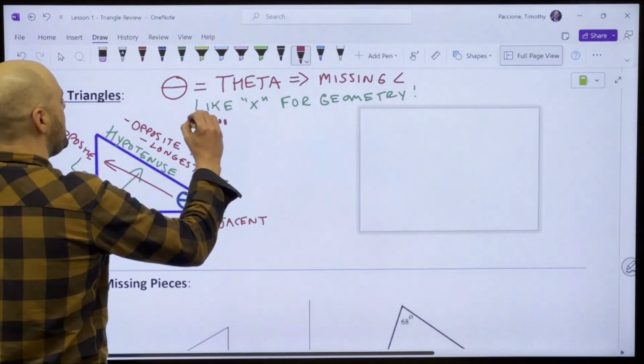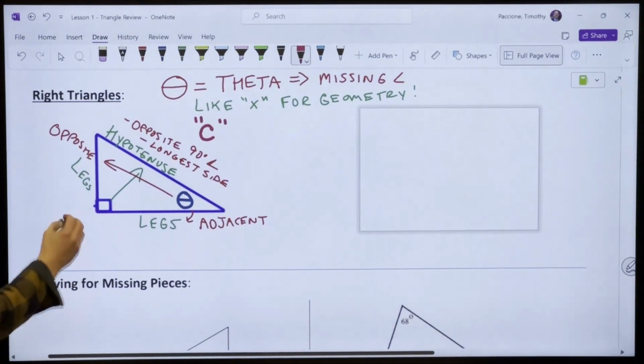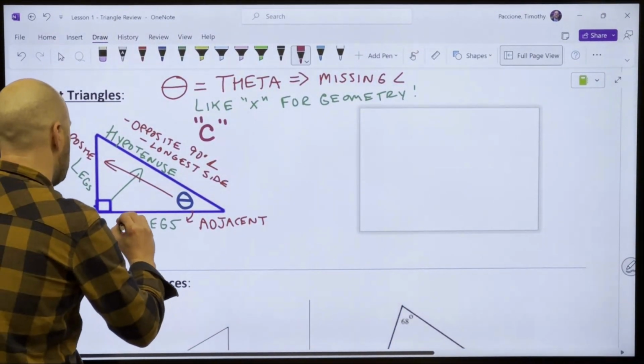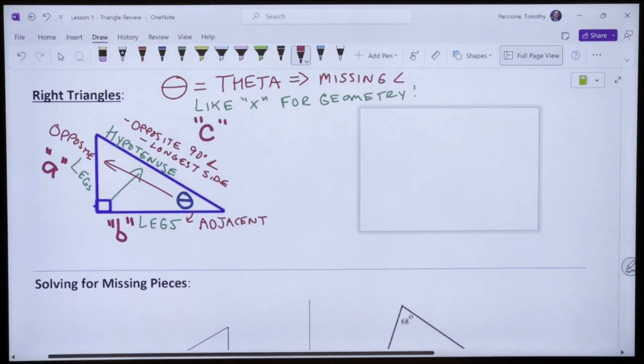C is the hypotenuse. And then we have A, and we have B. Now, I heard somebody say A is shortest, B is the second shortest. Can you tell a lot of the time? No, it doesn't really matter. They're both on the same side of the equation. Make one A and make one B.